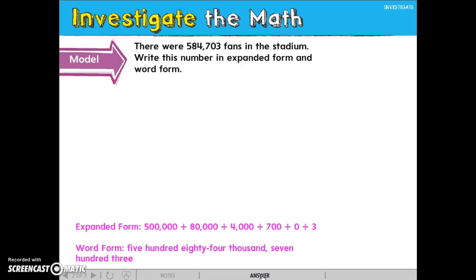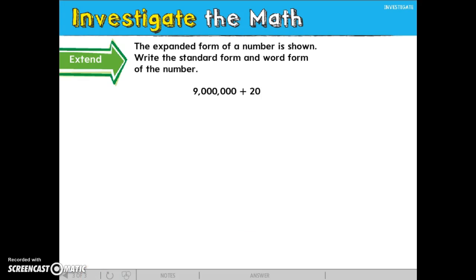Down below, you can see it. I really hope that that's the answer you got. If you're a little confused on expanded and word form, we can go over it in our small group time. But I'm going to continue to the next thing.